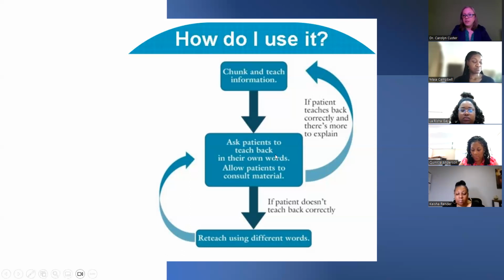So we teach the information. We ask them to teach back in their own words. And if they can, that's great. Then they're more likely to remember the information.